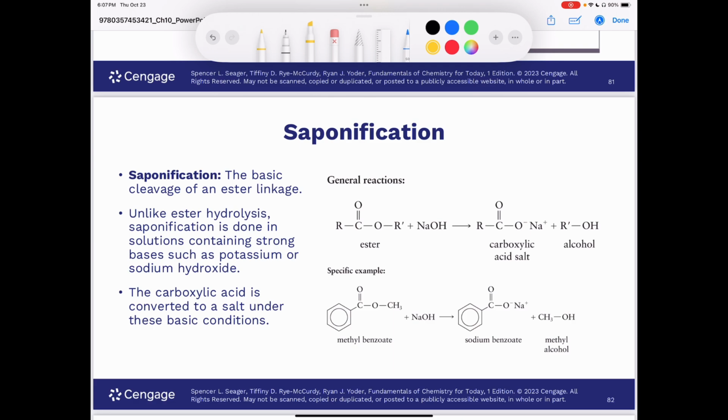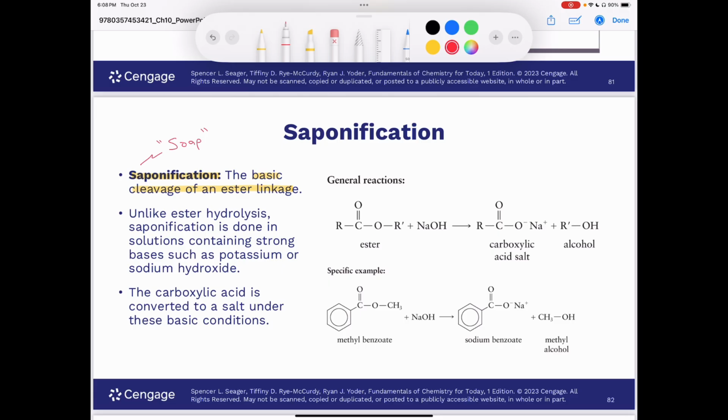Okay, now we're going to look at saponification. We've already covered the acid hydrolysis of an ester, which doesn't have any specific name. It's just called the hydrolysis of an ester in acid. But when we hydrolyze an ester in base, it's got a name. It's called saponification. And the reason why we use the word saponification is because it is the reaction that was used all the way back from the pioneers to make soap.